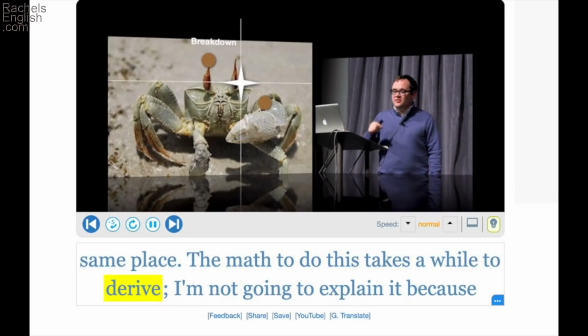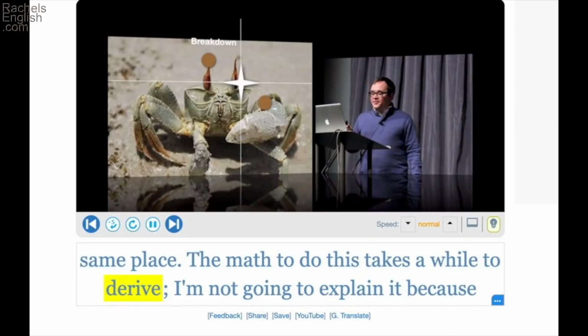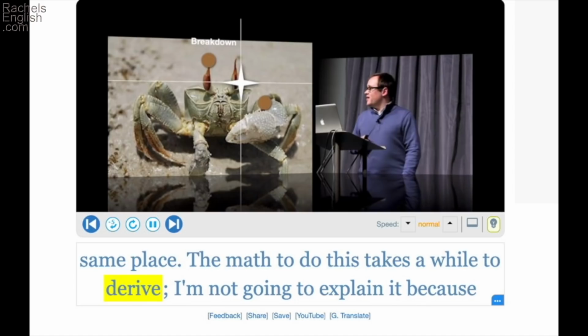Here's another example. The math to do this takes a while to derive. In math, this word means to obtain something from something else, to get a function or equation from another sequence, for example, by differentiation. This probably won't mean much to you if you haven't done higher level math, but the core of the definition is the same: to get something from something else. The math to do this takes a while to derive.